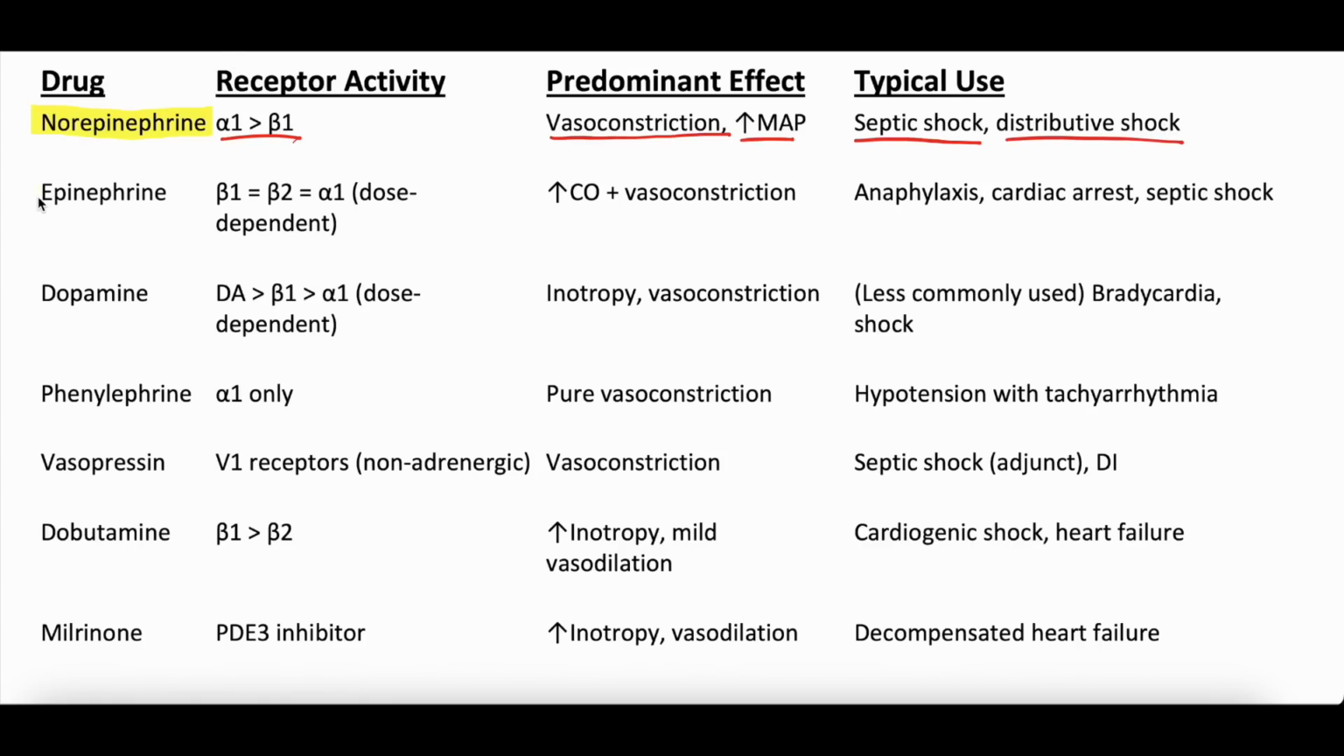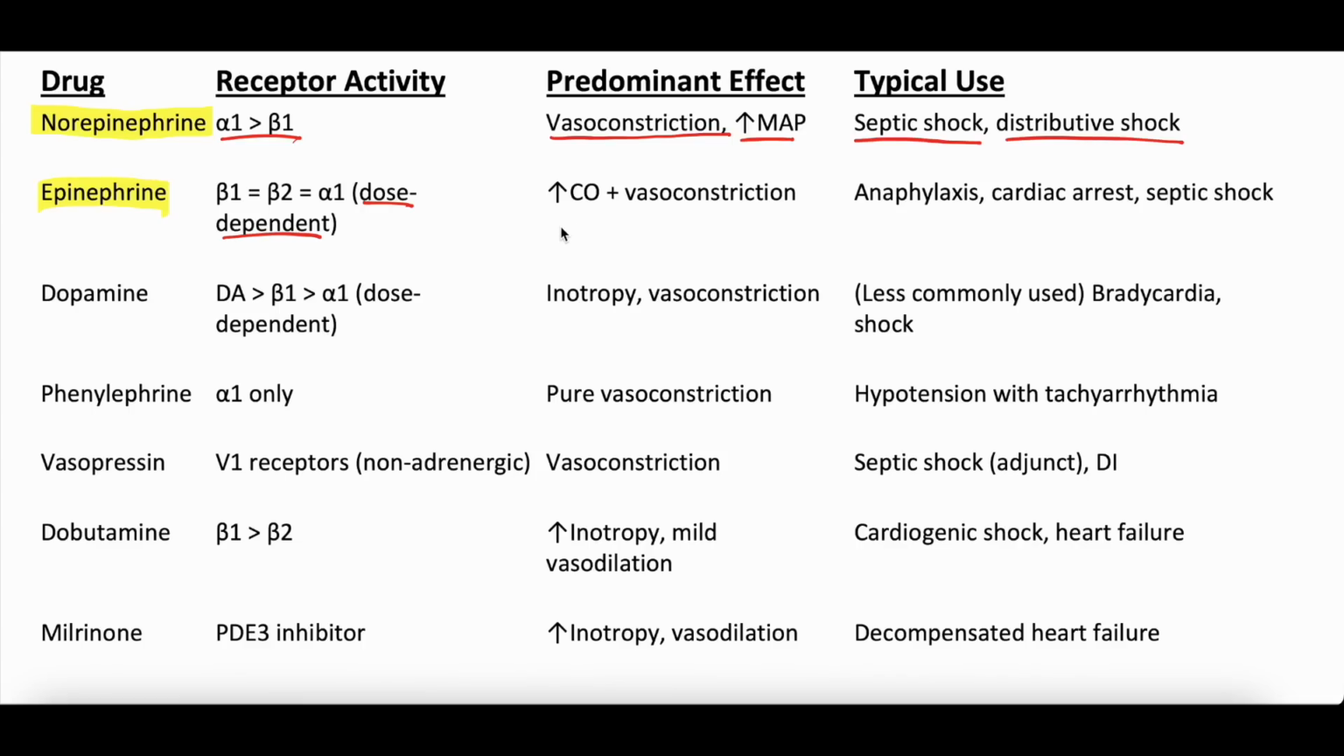Norepinephrine's cousin here is epinephrine. Okay, epinephrine has a dose-dependent relationship with its receptors, and we'll get into the details of what doses do what. But epinephrine, depending on the dose, has either beta-1, right? So this is heart squeeze, beta-2, which actually is a vasodilator, or alpha-1, which is a vasoconstrictor. So beta-1, beta-2, or alpha-1, depending on the dose.